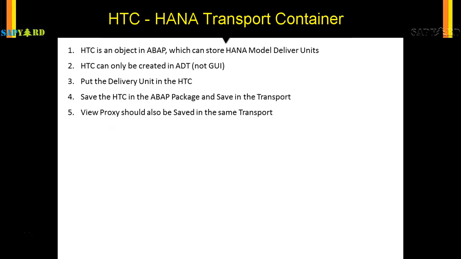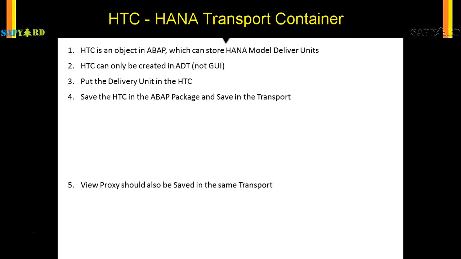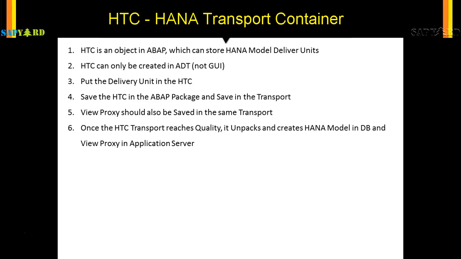The view proxy which we created in the application layer can also be saved in the same transport. Ideally, it should be saved in the same transport so that we do not have issue when we move into the next environment. Once the HTC reaches the quality, it unpacks and creates the HANA model in the database layer, and then the view proxy is created in the application layer, just like the normal transport, right? Whenever we move a transport from development to quality, all the objects residing in the transport get created in the next system, in the quality system.